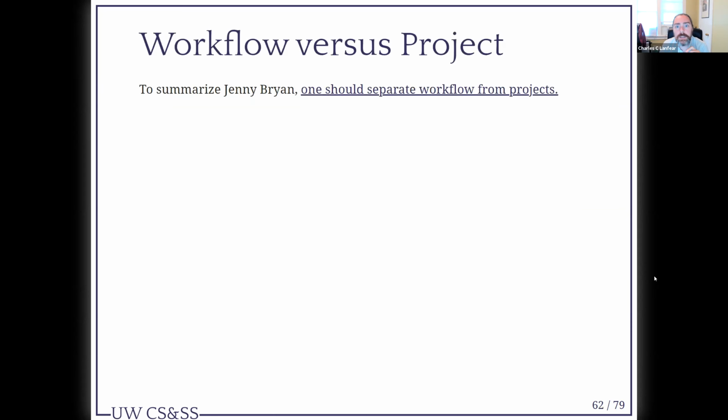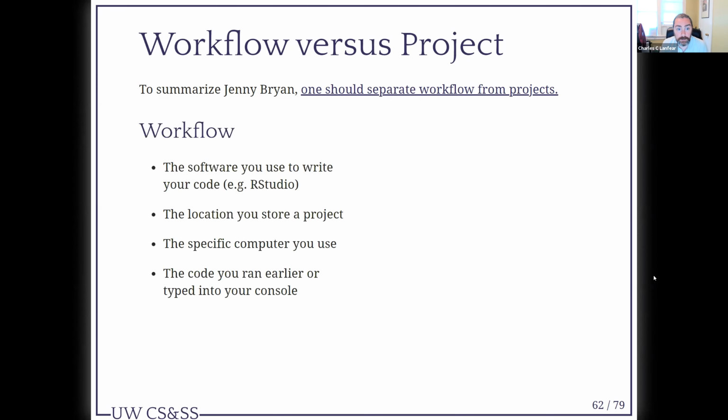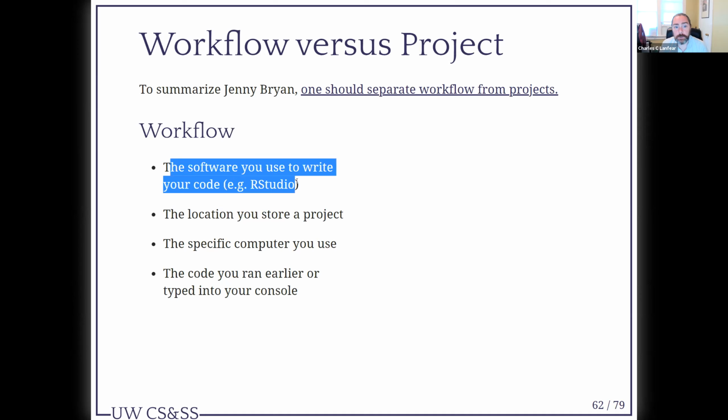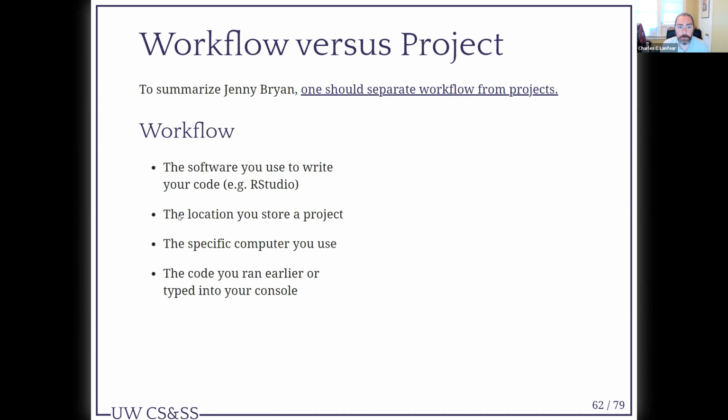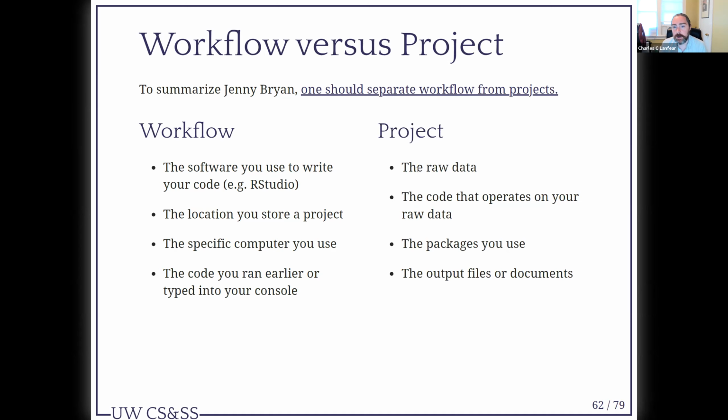Okay. So, next thing, workflow versus projects. To summarize the great Jenny Bryan, you should separate your workflow from your projects. Your workflow is stuff like the software you use to write your code, like RStudio, the location you store your projects, the specific computer you use, and any code you ran earlier or typed into your console. These things should be set aside on one side of your life. The other side should be the actual project. These are the raw data, the code that operates on your raw data, the packages you use, and the output files or documents.